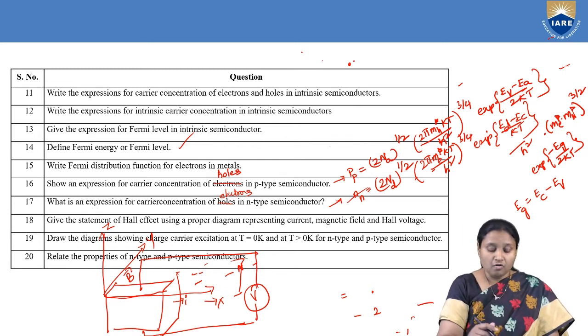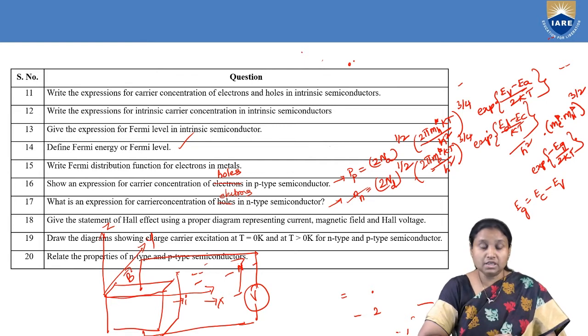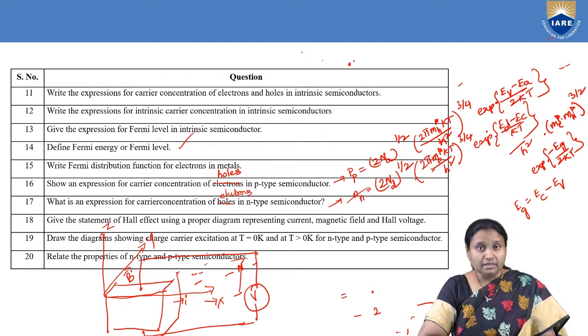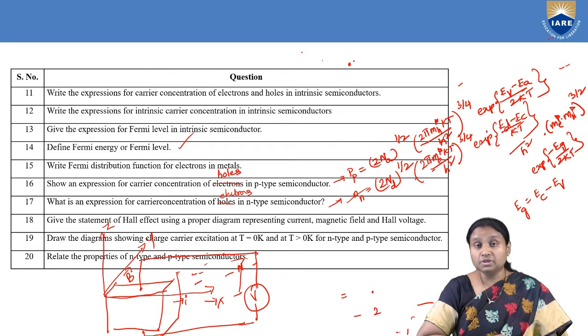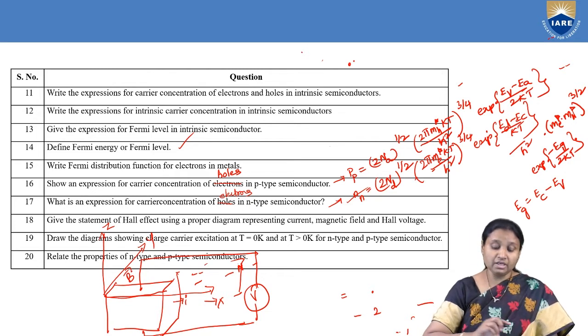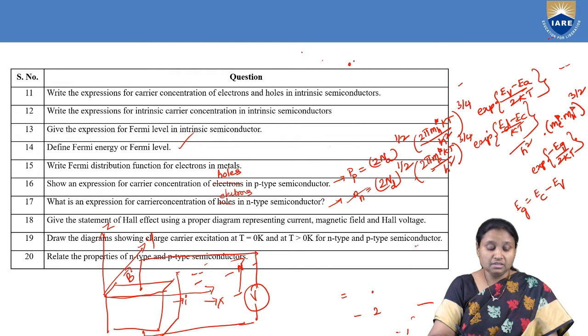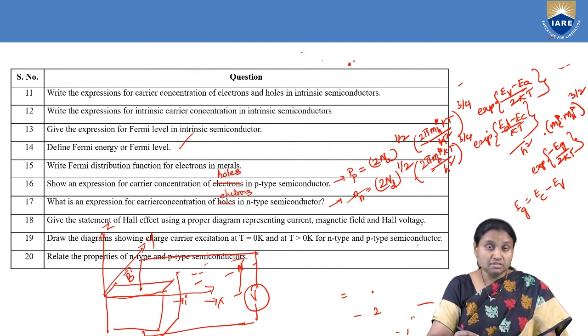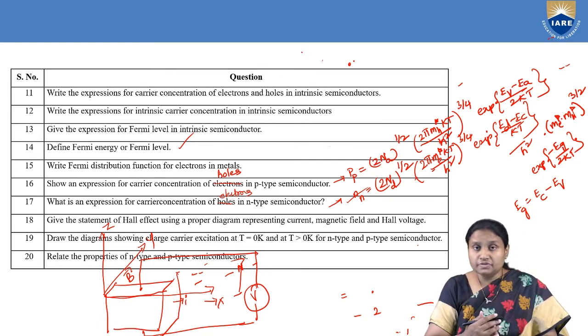So the phenomenon of production of Hall voltage across a material which is subjected to current and magnetic field perpendicular to each other. Or we can also give this statement as: when a magnetic field is applied perpendicular to a current carrying conductor or semiconductor, then the production of Hall voltage in a direction perpendicular to both current and magnetic field is nothing but the Hall effect. And this particular Hall effect has many applications. It helps us to find mobility, conductivity, as well as we can know the nature of the semiconductor using this phenomenon.